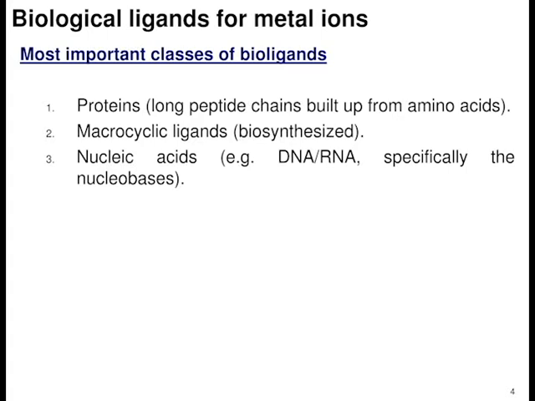The first one is proteins. Basically, they are 3D conformations of biomolecules that are generated by alpha amino acids. Proteins we know are muscles, albumin. All these are proteins. Macrocyclic ligands, okay, the porphyrin ring. The porphyrin ring can be found in hemoglobin.